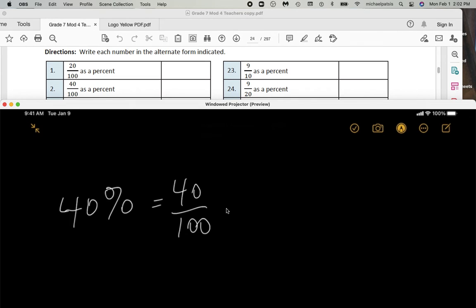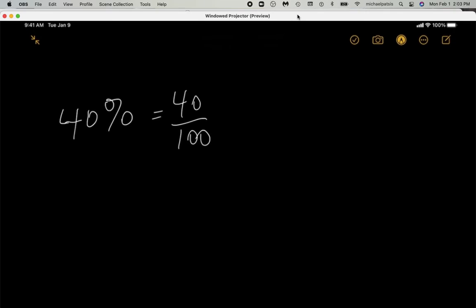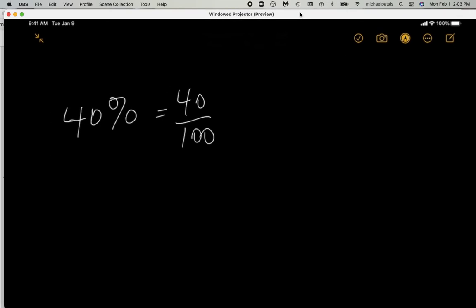Now let's go over here. 9 over 20 as a percent. Are we dividing by 100? The answer is no. Therefore, we can't write 9 over 20 as 9%. We have to convert this to 100 in the denominator. How do we convert 9 over 20 into something with 100 in the denominator? The answer is we set this up like so.